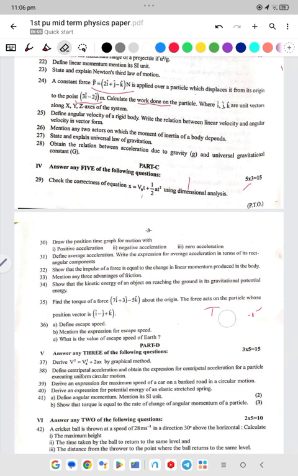Next one is mention any three advantages of friction. You have to write any three advantages of friction. You will get 3 marks. Next, kinetic energy of an object reaching the ground. Show that gravitational potential energy is converted to kinetic energy.